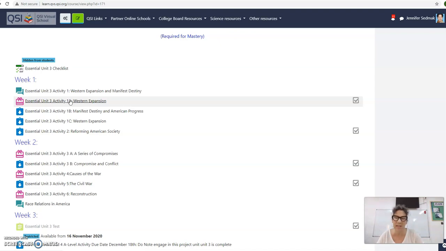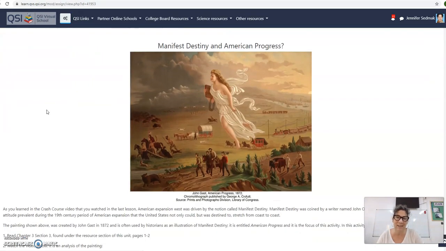In this activity, you'll hear about the Mexican-American War and the results thereof. And then this is a really good activity, this next one, or at least I enjoy it. In 1839, there was a writer, his name was O'Sullivan, and he had coined the term manifest destiny.